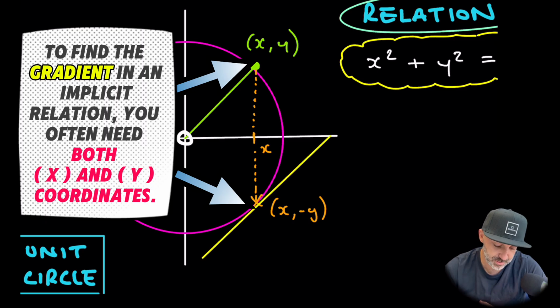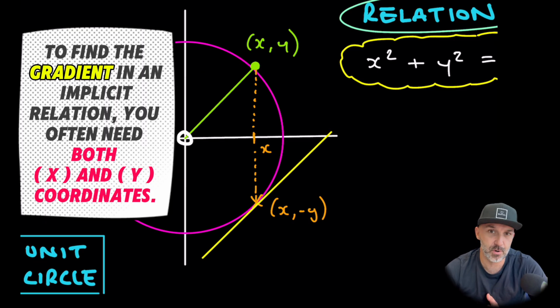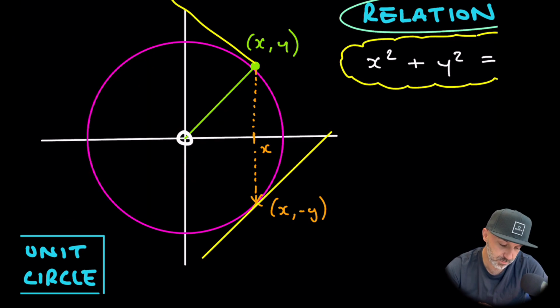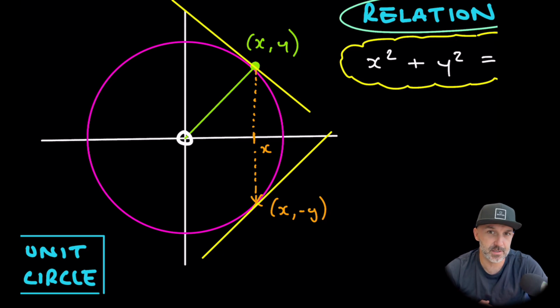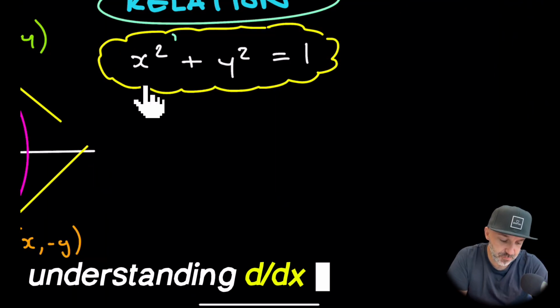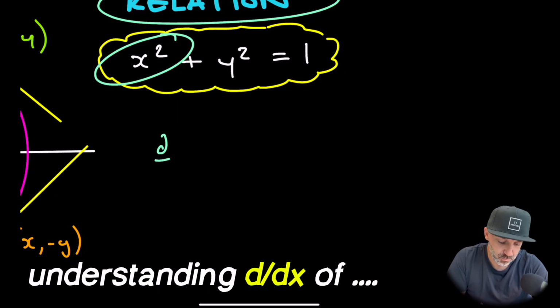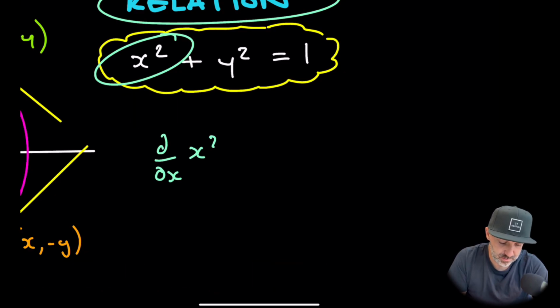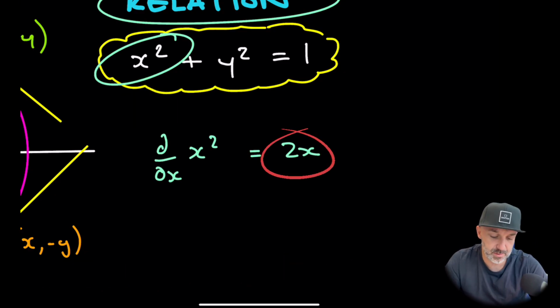If you draw a tangent here, we can see that it clearly has a positive gradient. But if you go up to this one and draw a tangent on this part of the circle, it has a negative gradient. So it really depends on where we are on that implicit relation what the value of the gradient will be. When we differentiate x squared with respect to x, we simply get 2x, using the power rule.